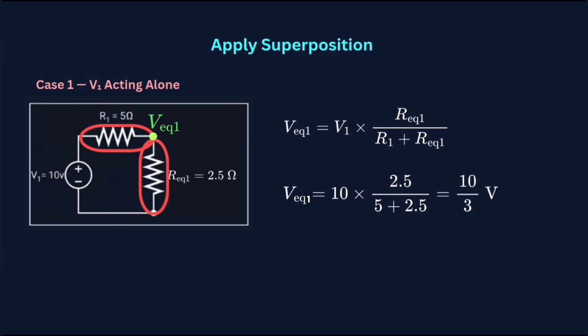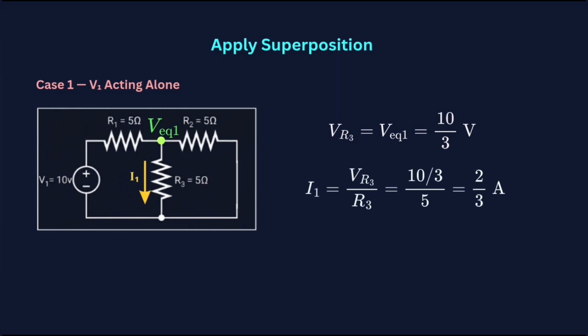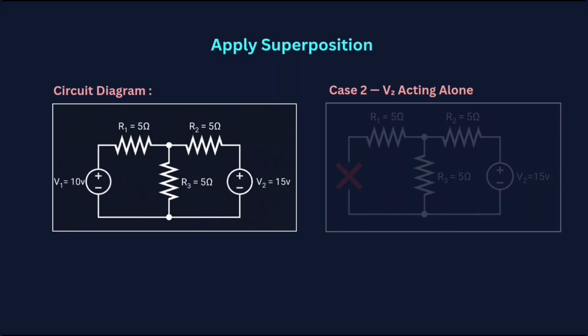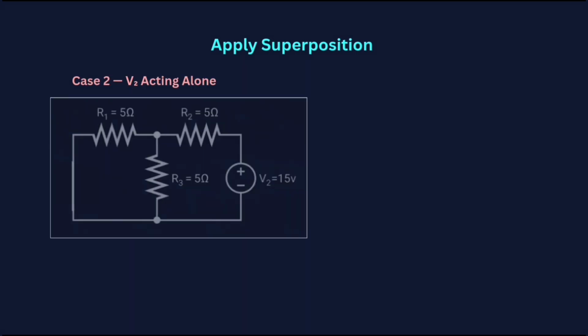So VR3 equals V equivalent, which is nothing but 10 by 3 volts. Now that we know the voltage across resistor R3, the current through resistor R3 is VR3 by R3, which is 2 by 3 ampere, or 0.667 amperes, and it flows in the downward direction. Now consider V2 acting alone. So keep V2 active and deactivate V1. Replace V1 with a short circuit.